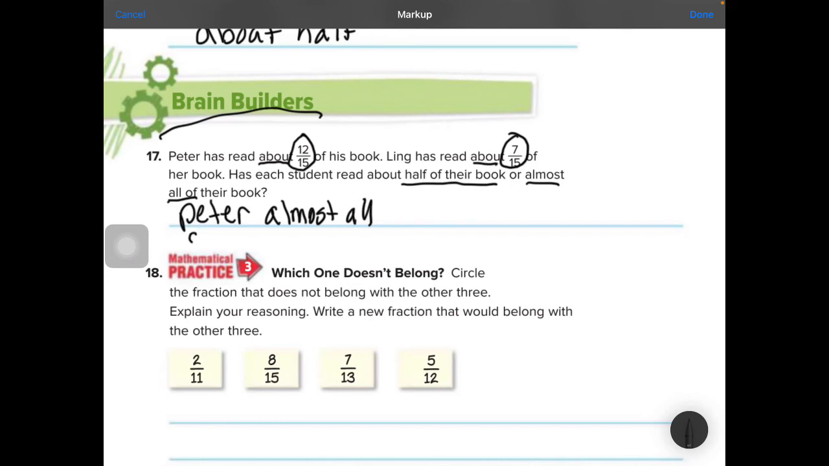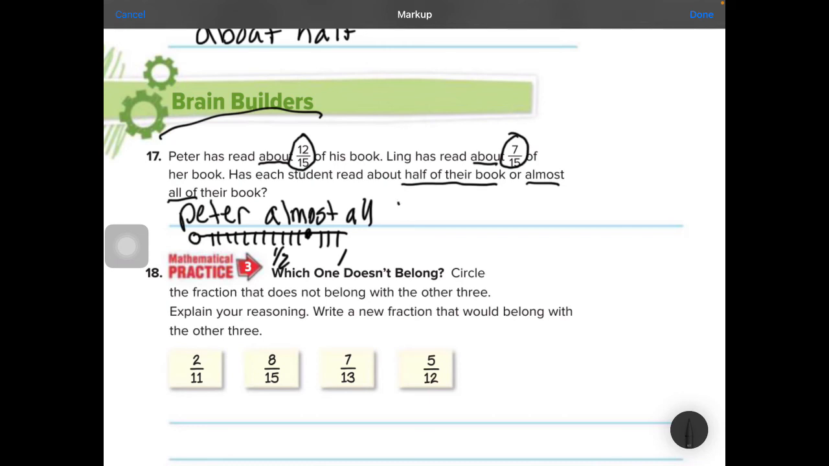All right, so here's our number line. There's a 0. There's our number line. 1, 2, 3, 4, 5, 6, 7, 8, 9, 10, 11, 12, 13, 14, 15. There's 1, half is about right there. So yes, that little dot is almost all the way to 1.